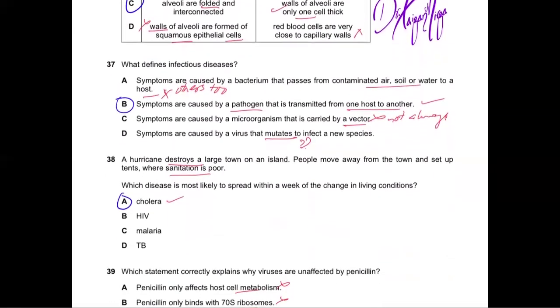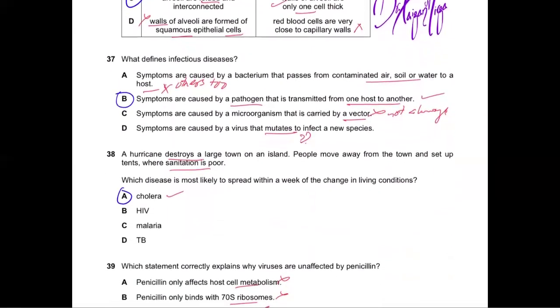What defines an infectious disease? Symptoms are caused by a pathogen that is transferred from one host to another. Yes, a generalized statement. Other options are too restricted, so we can't use those as an answer.